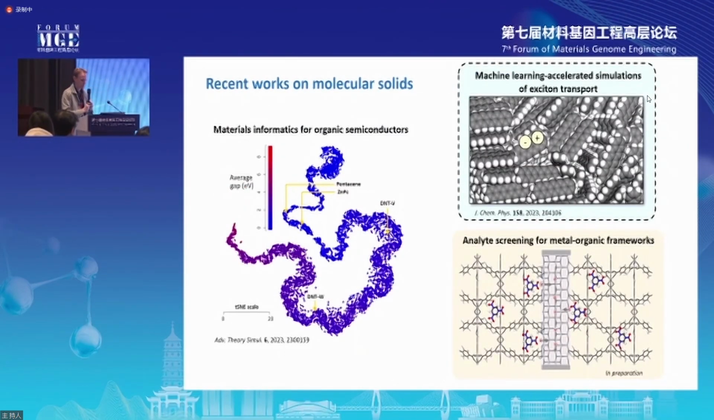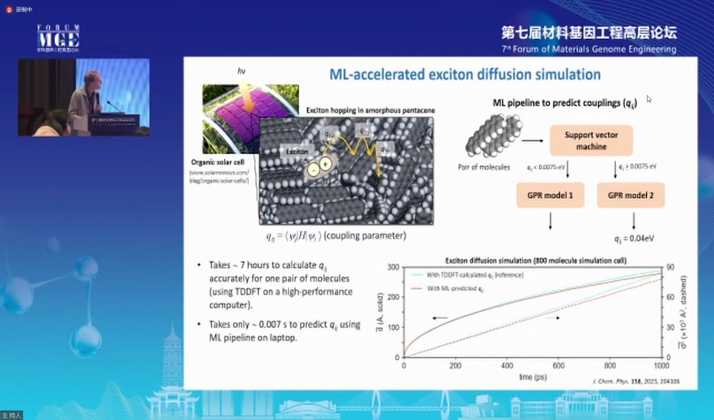Okay, I'll just introduce this very briefly. This is a project we did recently, machine learning accelerated simulations of exciton transport. I'll be honest, it's not completely innovative, but I think there are some groups in China who are doing this too, so I just want to show it. So what's happening here? This is about organic photovoltaics. These absorb sunlight, and inside the organic photovoltaic, usually an amorphous organic phase, an exciton is generated and it hops between the molecules like so.